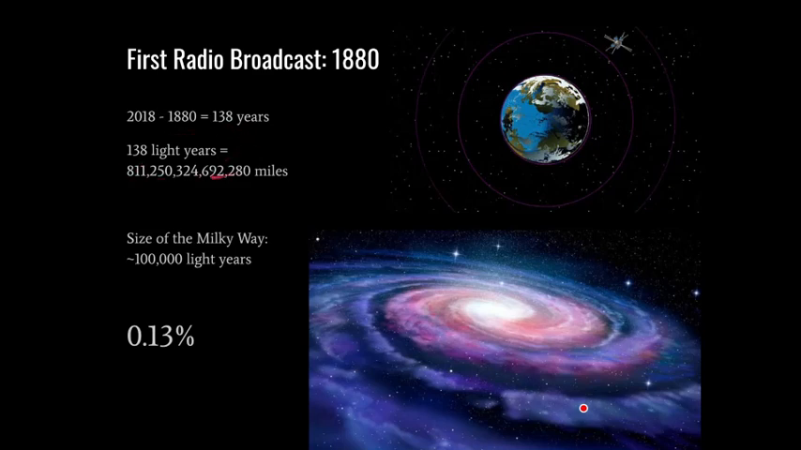Close to this gigantic one. How do I read that? Let's see. This is hundreds, thousands, millions, billions, 811 trillion miles. So that's how far our radio signals have gone from Earth from that very first one.